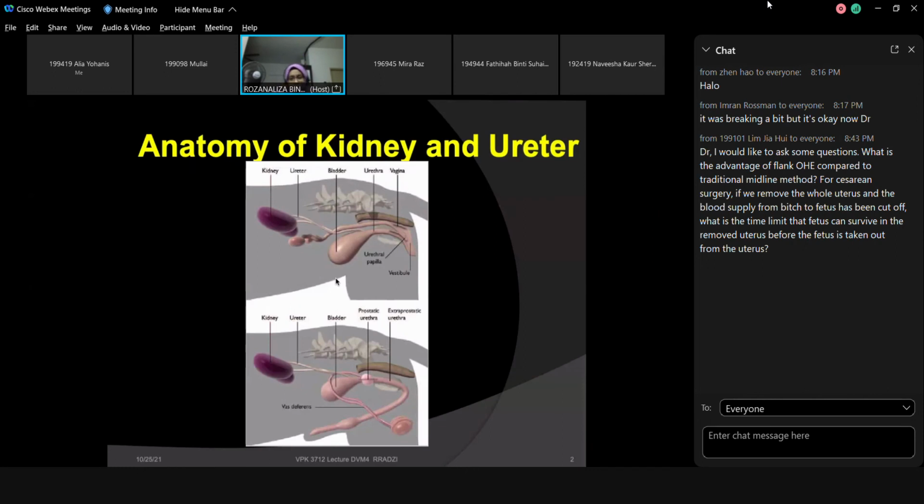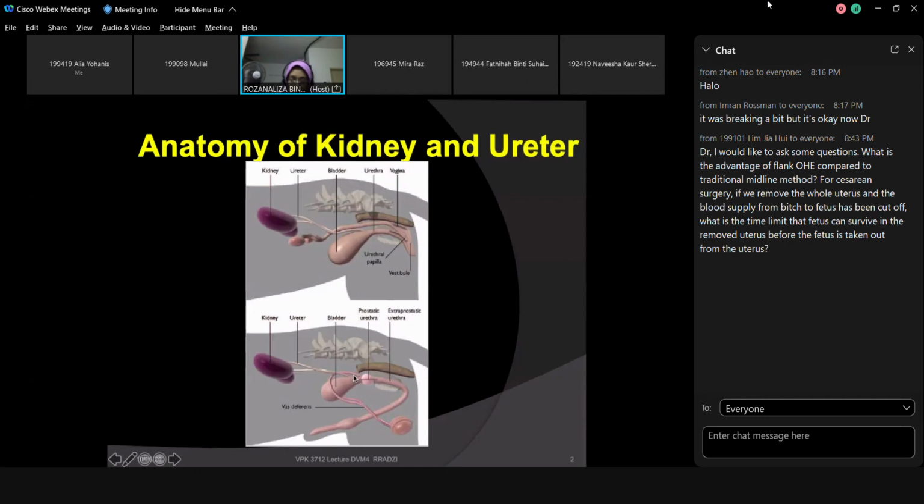So we recap again. This is a very nice diagram of the male reproductive system. You can see this is your bladder, and this is your prostate, very close to the bladder in the dog. Then you have the urethra and the door to your penis. This is your os penis, and then you can see your testes, and this is your vas deferens, okay?